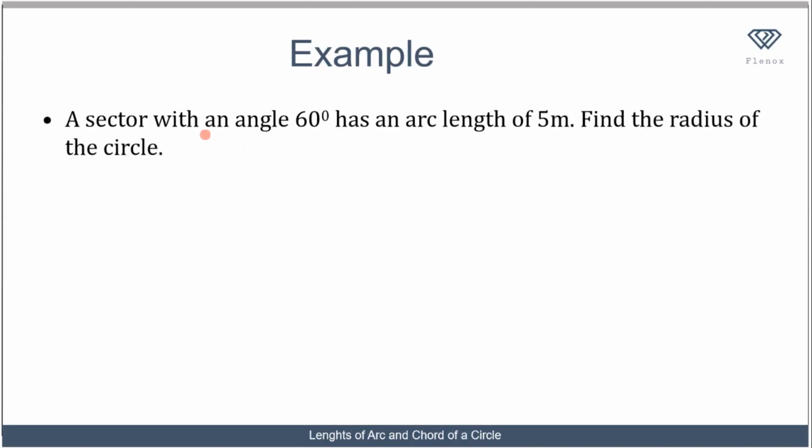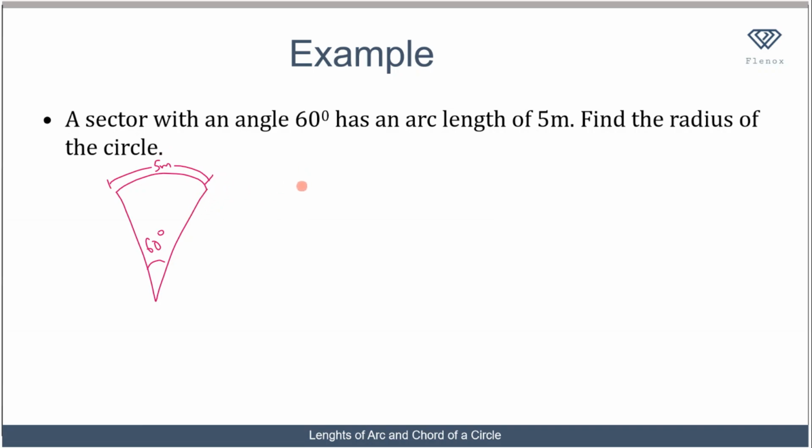So here we're told that a sector with an angle 60 degrees has an arc length of 5 meters. A sector is a section of a circle, so we have a sector and this is the arc over here, and we're told that the angle is 60 degrees, and the length of the arc is 5 meters. We're now asked to calculate the radius of the circle.